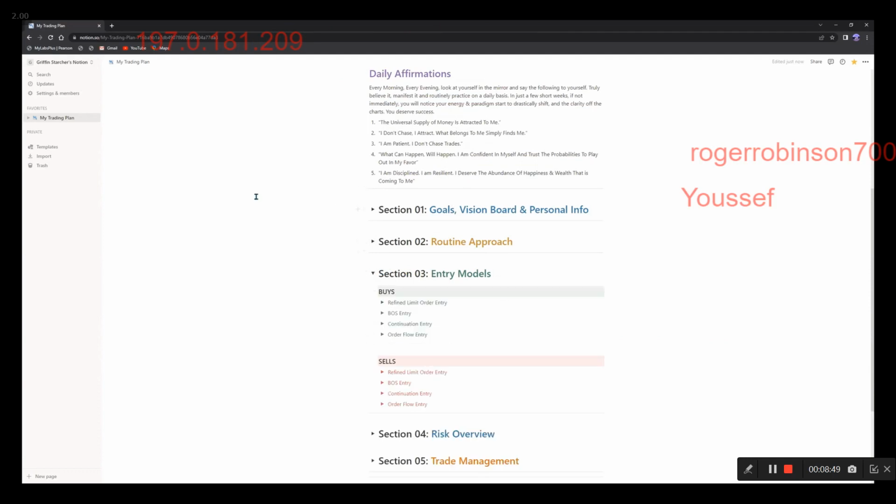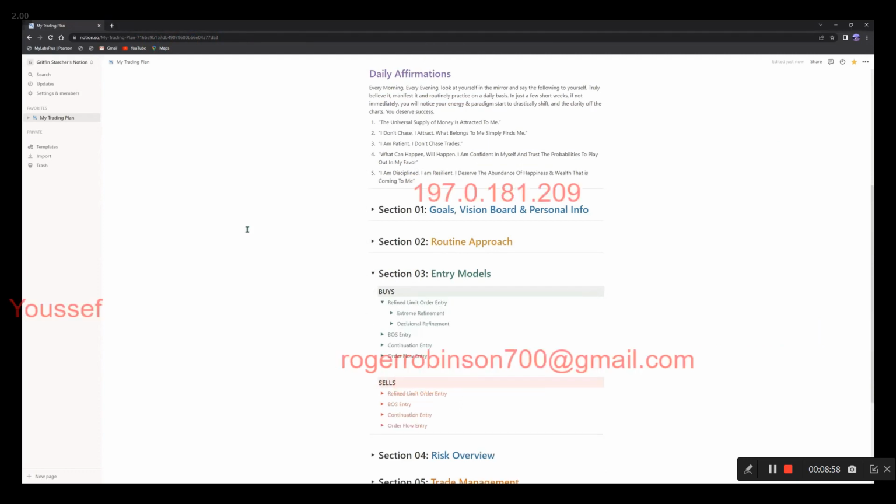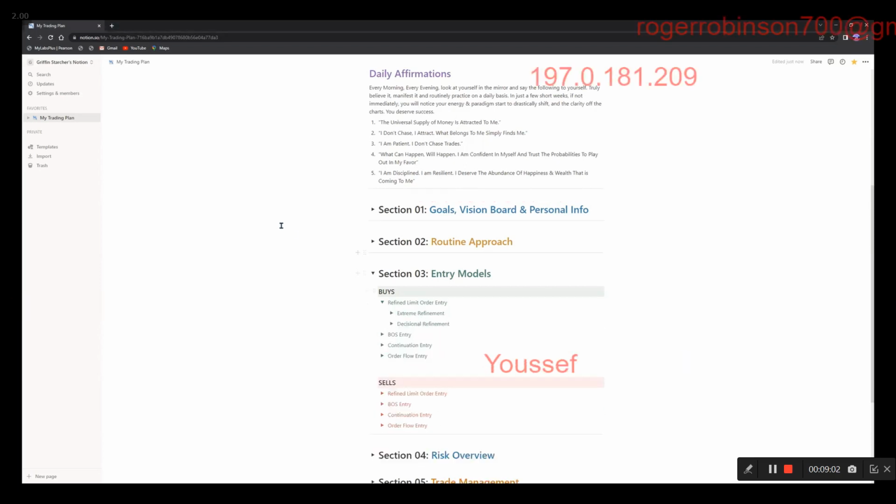So the entry models are what we just discussed, and what I'm going to leave up to you guys to do is I have filled out the buys and the sells. You want to do diagrams for each. I would do a diagram or a picture so you know exactly how you're going to enter. So under your buys, if you want to do a refined entry model, for example, what I would do is you're going to click under here and you're going to upload an image, a diagram, whatnot, of what your extreme refinement looks like for a refined limit order.